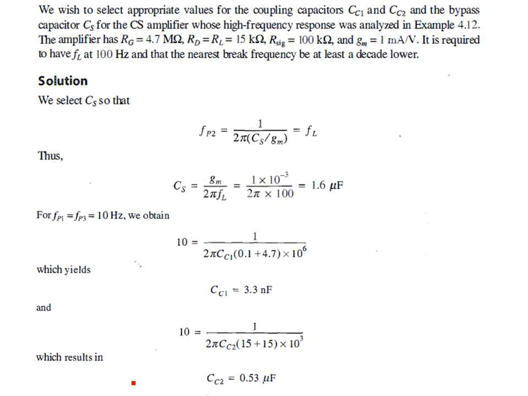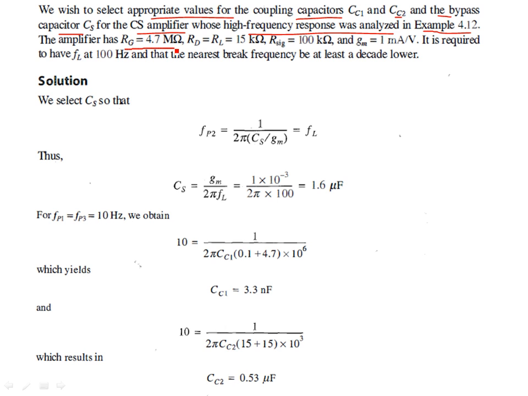Okay, so this design example, 4.13, takes the same values from example 4.12 that was discussed in the previous videos. This design example shows how you can select the values of the capacitances to select the break frequencies. We wish to select the appropriate values for the coupling capacitors CC1 and CC2 and the bypass capacitor CS for the common source amplifier whose high frequency response was analyzed in example 4.12.